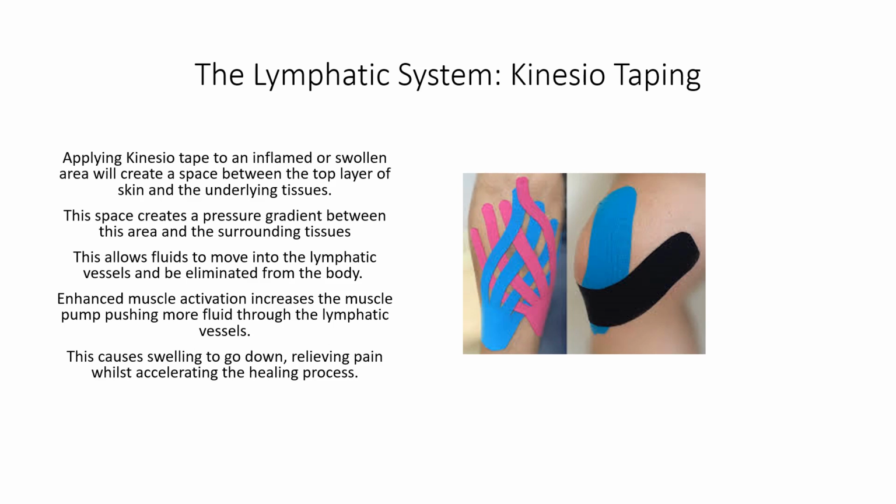Now applying kinesiotape to an inflamed or swollen area will create space between the top layer of the skin and the underlying tissues. This space then creates a pressure gradient between the area and the surrounding tissues, allowing fluid to move into the lymphatic vessels and out of the body, which is otherwise known as lymphatic drainage. Enhanced muscle activation will increase the muscle pump, pushing more fluid through the vessels, and this inadvertently causes the swelling to go down, relieving pain, whilst also accelerating the healing process.